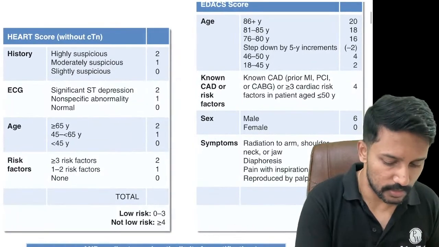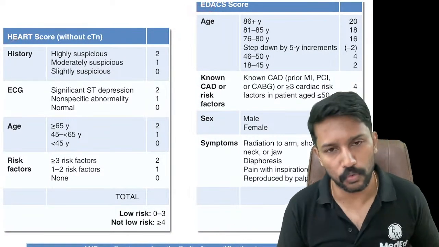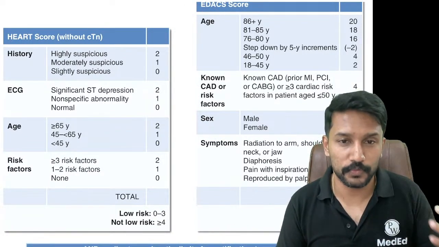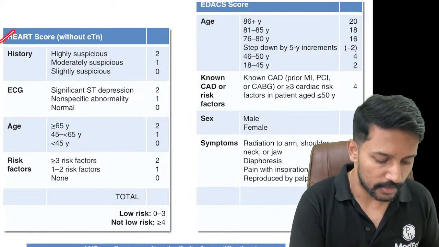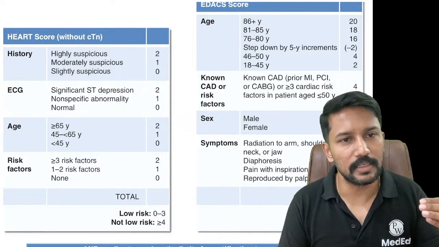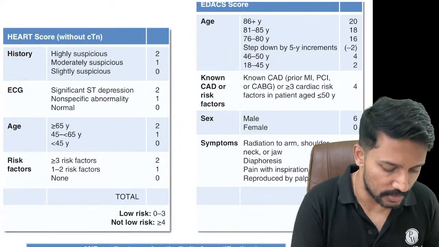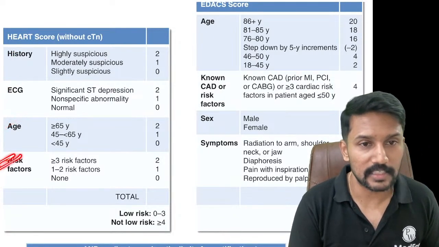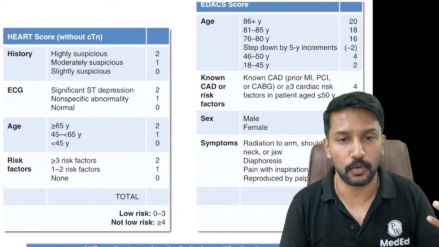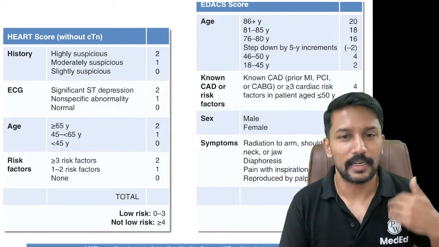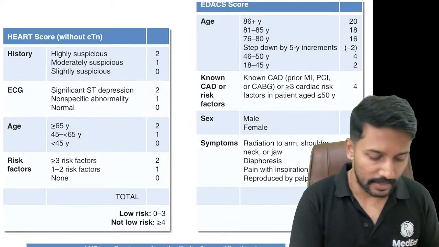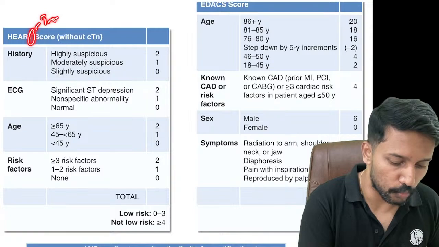Two scores are there, one is the HEART score and the other one is the EDAC score. In India, because we follow more of the American medicine, we follow the HEART score. HEART itself is the mnemonic here. H stands for history, E stands for ECG, A stands for age of the patient, R stands for presence of the risk factors for coronary artery disease like hypertension, dyslipidemia, right? And the T here stands for the cardiac troponins.